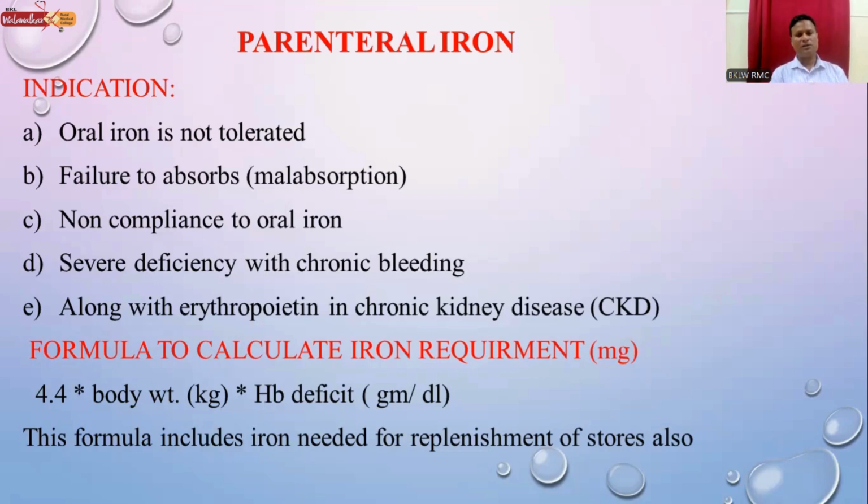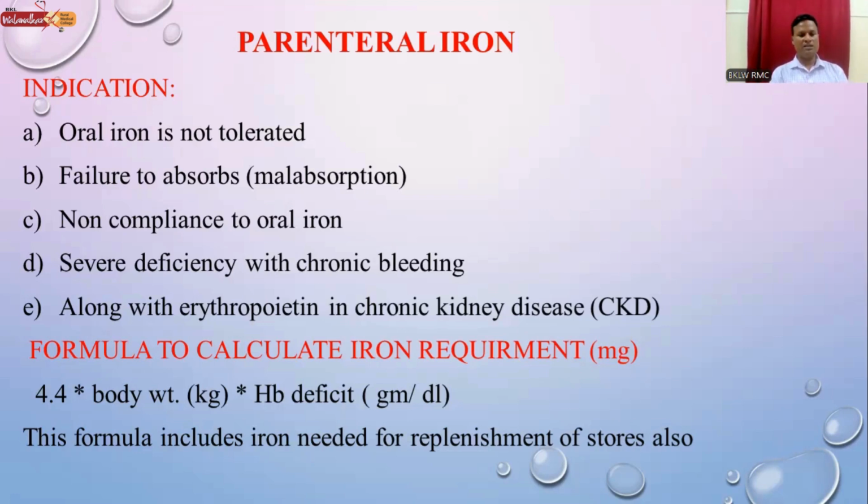Whenever possible, oral iron preparations are preferred over parenteral iron preparations. And how much dose do we have to give by parenteral route? To calculate that dose, many formulas are available, but the most commonly used and simple formula to calculate total iron requirement is 4.4 into body weight in kg into hemoglobin deficit in gram per deciliter.